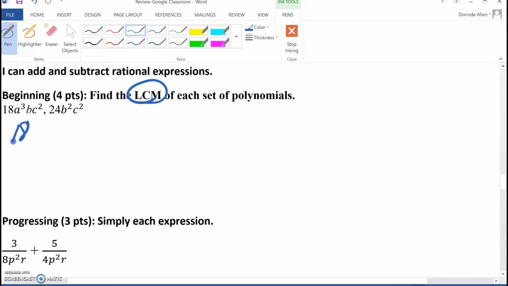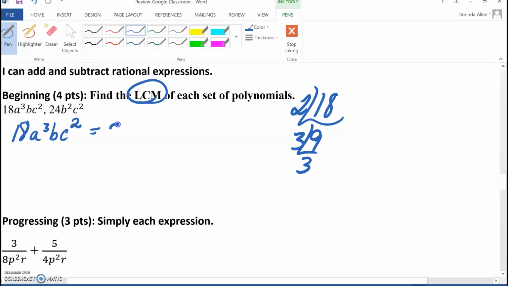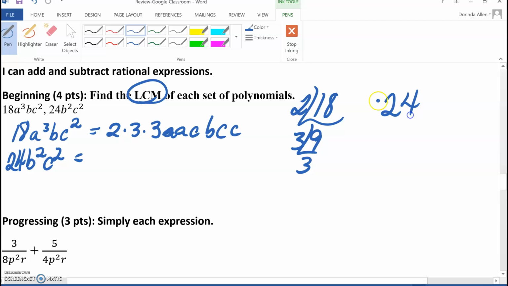So we're going to take 18a cubed bc squared, and we're going to break down our 18 into the prime factors. So 2 times 3 times 3. If you want to make it A, B, C, C, that's fine if you want to factor it all out. And then do the same thing with my 24, B squared, C squared. So take 24 and break that down.